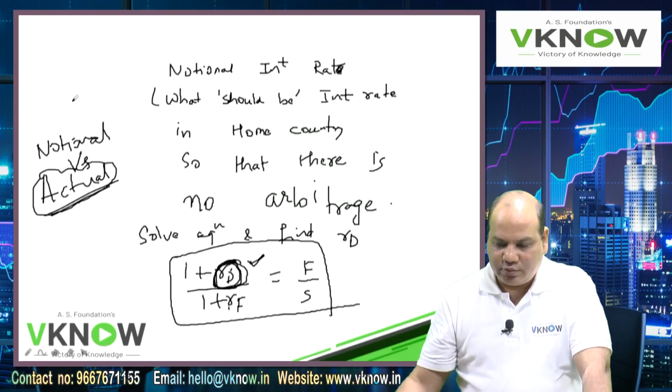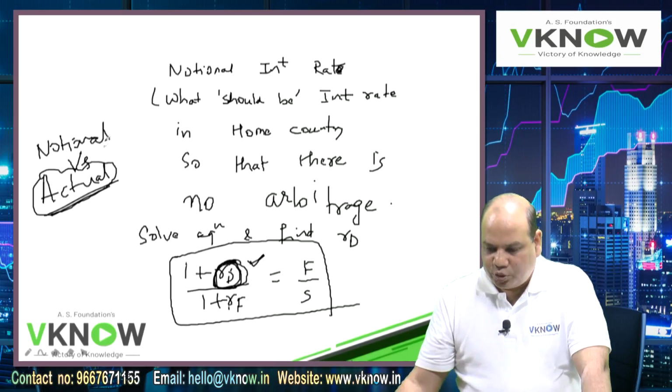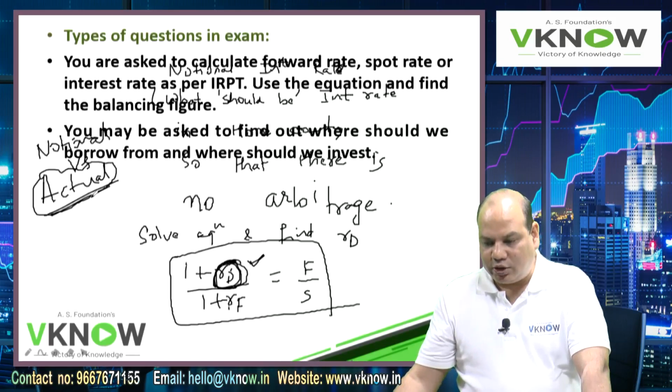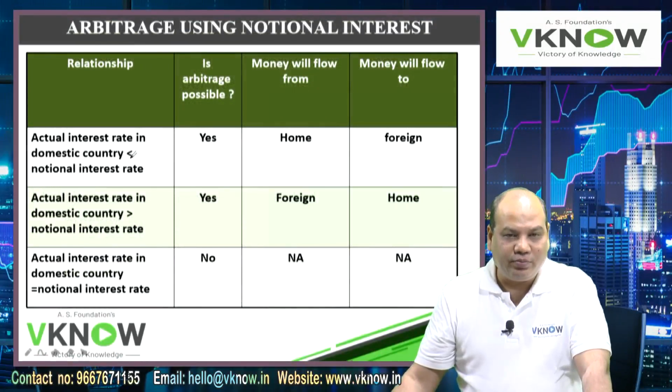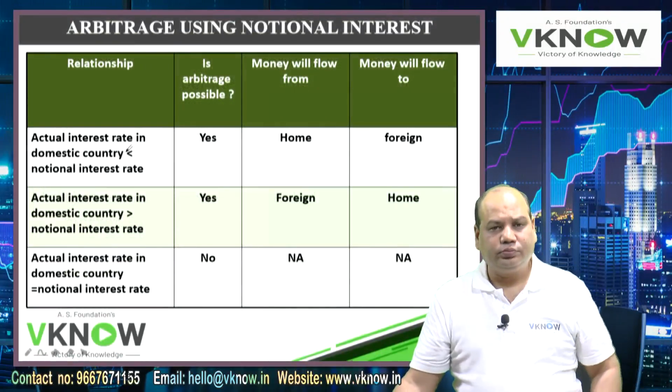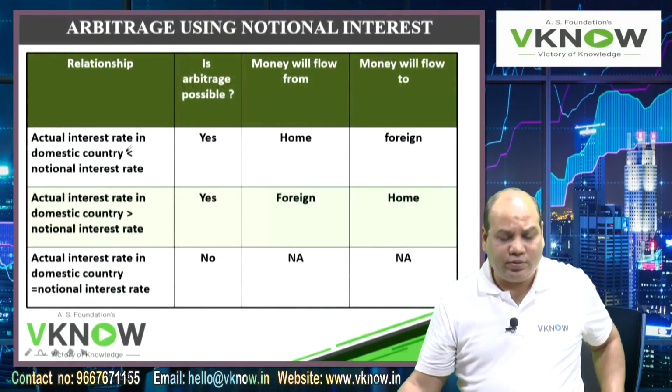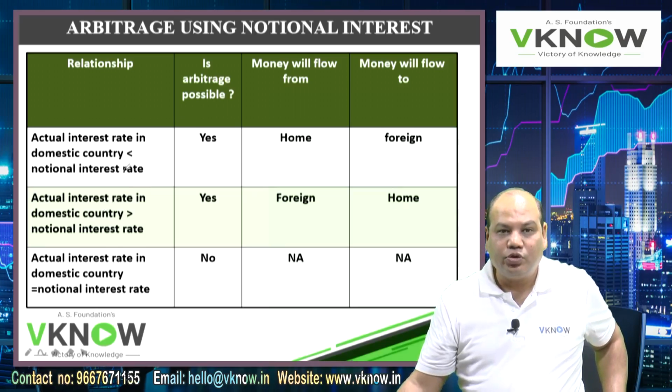And both are equal. So once you are able to compute the notional interest rate and then compare with the actual interest rate, you will be very easily able to determine from where you should borrow and where you should invest in a type 2 problem where one-way quotation is given. And we will follow this strategy in all such questions where they are asking us where should we borrow from and where we should invest.